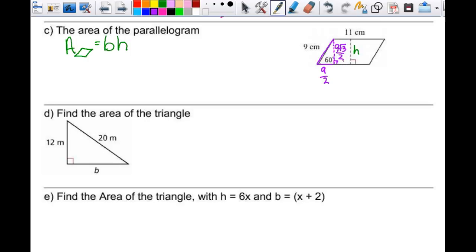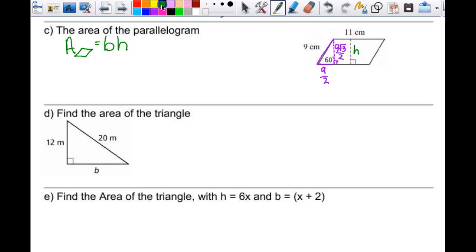Some of you need to go review your special right triangles, and guess what can help you with that? Alex. So you can go in there and review that if you need. Because it's a 30-60-90 triangle: S, 2S, S square root of 3. Okay, hypotenuse is 2S. All right, so I've got my height now, and I've got my base.